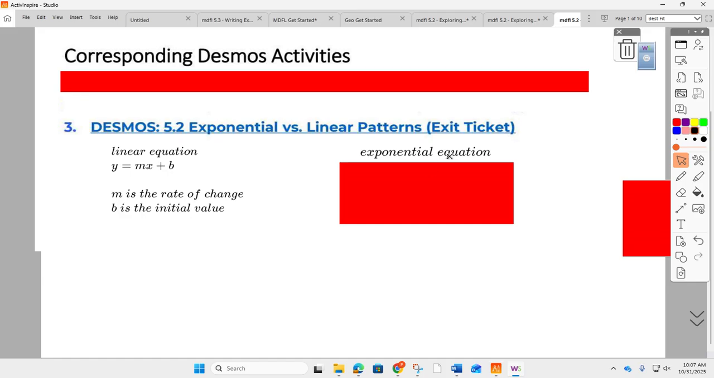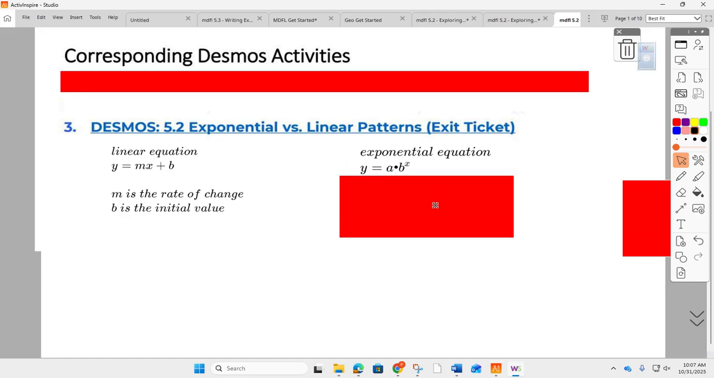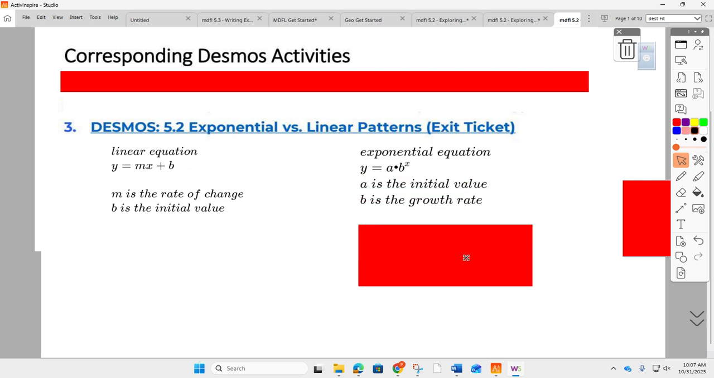Now, the form that we're going to use for the exponential equation is y equals a times b to the x power. This is what makes it an exponential equation: there is a variable in the exponent. If there's a variable in the exponent, it's an exponential equation. It's not going to look like a line when it's graphed.